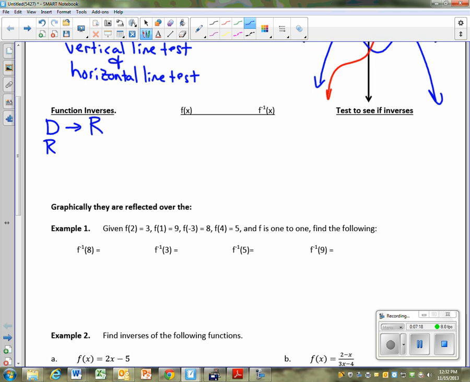And the range becomes the domain. That means x goes to y and y goes to x. So this is the notation that we use. I apologize, it looks like my computer didn't, well, maybe I should have put a space in there. This says f of x and this says f inverse of x.